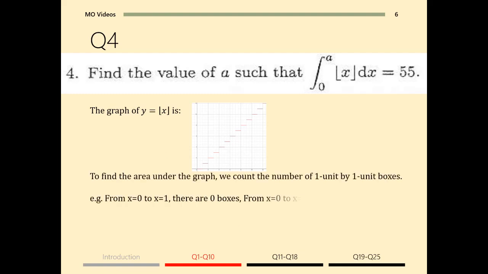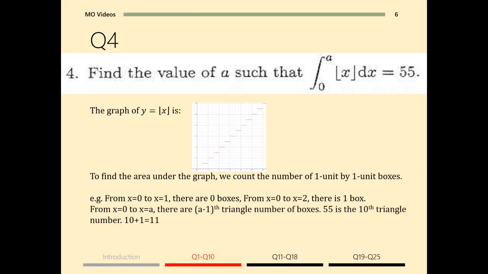We see that from x equals to 0 to x equals to 1, there are 0 such boxes, as the line is touching the x-axis. From x equals to 0 to x equals to 2, there is 1 such box. Since 55 is the 10th triangle number, this integral takes the area from x equals to 0 to x equals to 11. So the upper bound a equals 11, so we have answer 11.